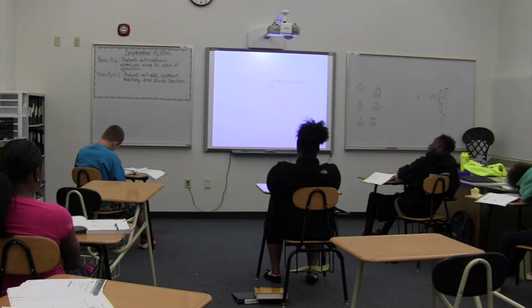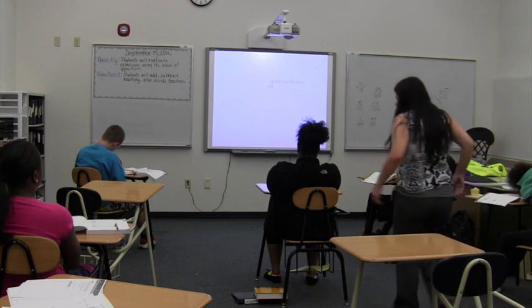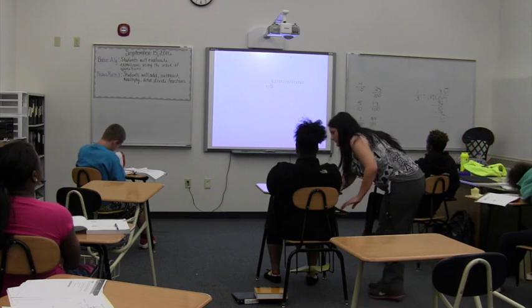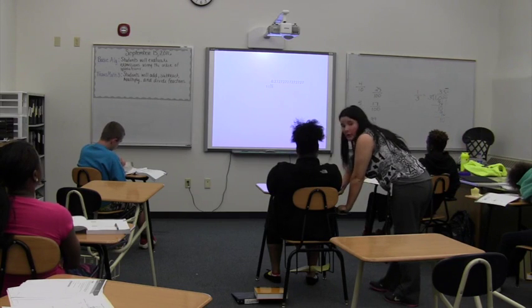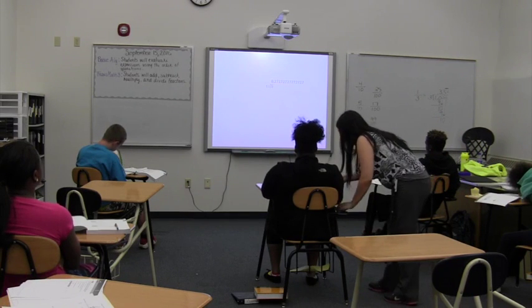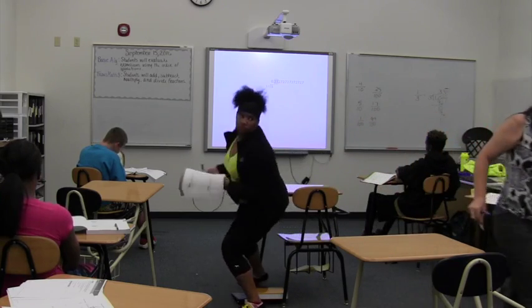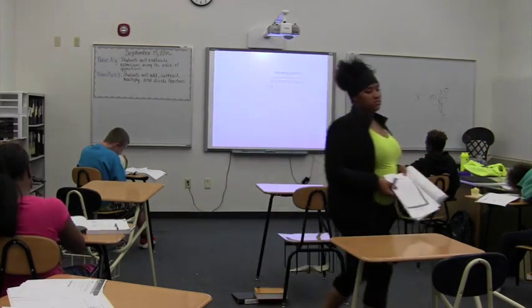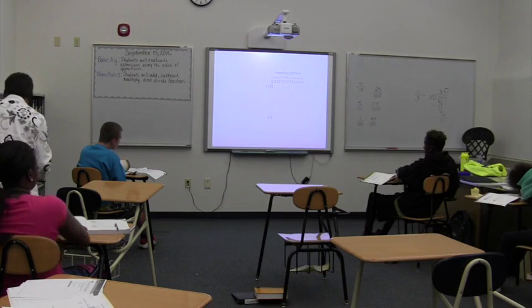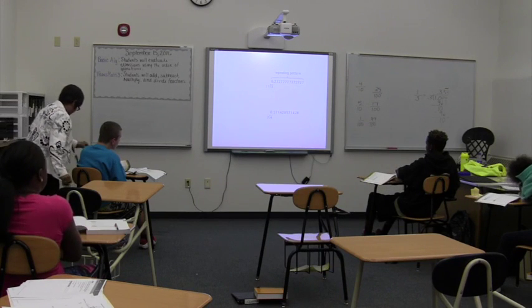3 divided by 11. Does anybody see a pattern? Yes. 27. Keeps going 272727. 0.27 with the line on top. Yep. So we have a repeating pattern here. What about this one?